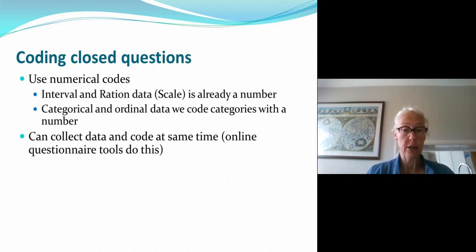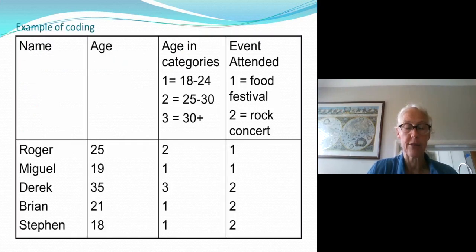If you're entering the data yourself, we will enter the data with a number code. Now, if you've got interval and ratio data, it's already a number. So, for instance, you've asked people their age and they've said they're 26. It's a number, so we just enter that number. But for categorical and ordinal data, we will also give it a number code. So that's something to do afterwards if you've handed out a questionnaire and you actually need to enter that data. So if we just have a look at what happens when that's the case.